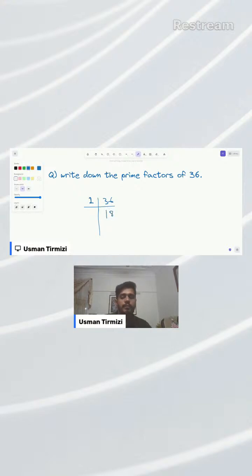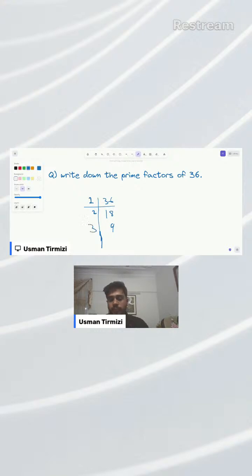We get 18, right? So can 18 be divided further? Yes, it can be. So what's the least number which it can be divided with? It can be divided with 2, I see. So if I divide it with 2, we get 9. So now what's the least number which can be divided with 9?